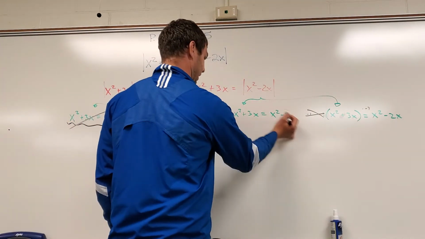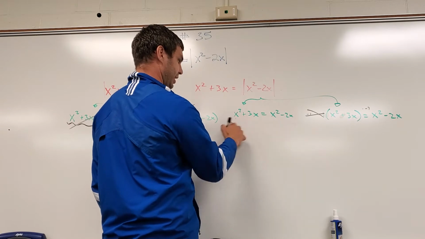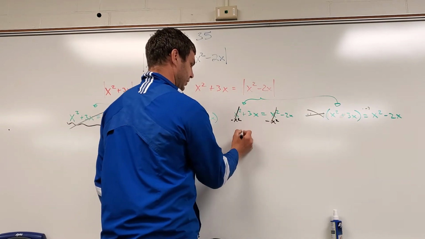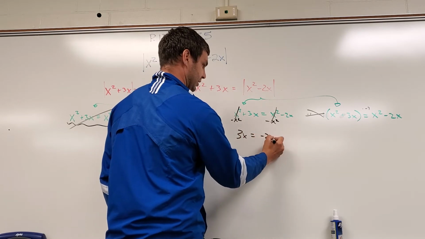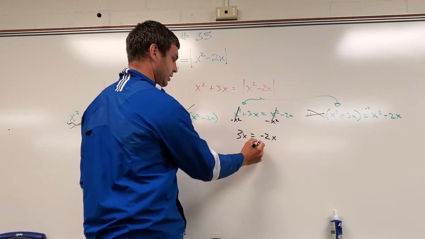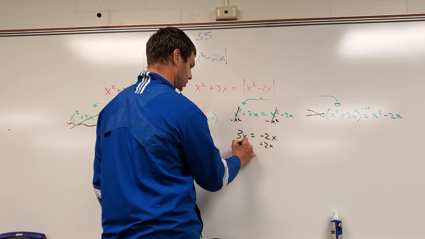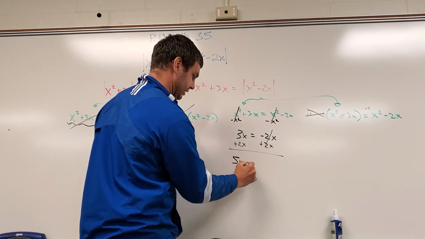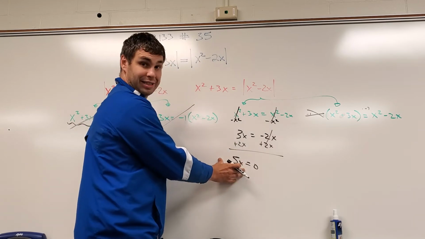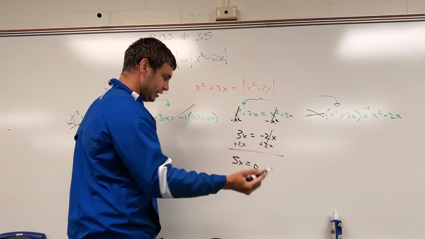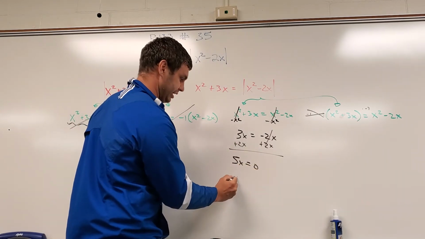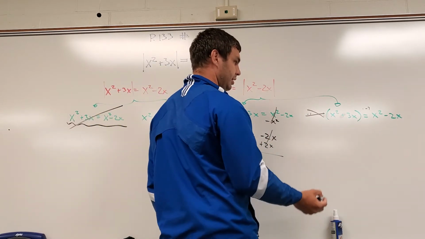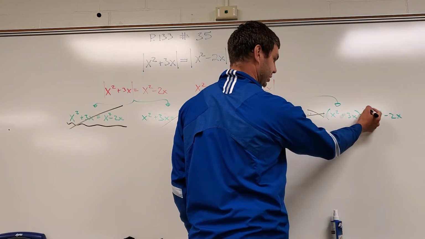All right, on this case, let's see, we have both x squared, so I'm going to subtract that. I'm left with 3x equals -2x. All right, add 2x over. You're like, Mr. Martin, this isn't looking very good. Well, now I have 5x equals 0. What must x be in order for this to be true? x must be 0. You could divide by 5 and figure that out too. So x equals 0.